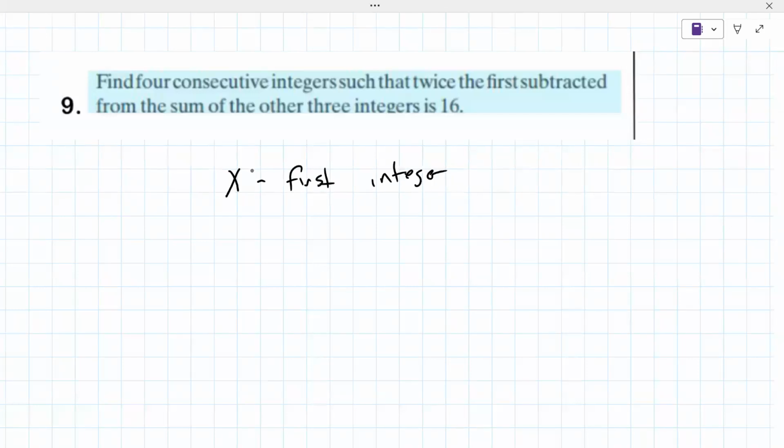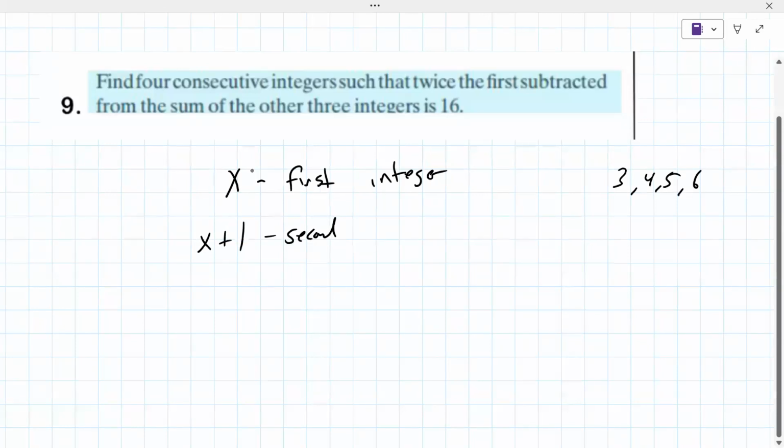All right. So let's just say x is 3. We know that it would be 3, 4, 5, and 6, right? To get the next one though, it's x plus 1. That's the second. X plus 2 is the third, and x plus 3 is the fourth. So rather than using different letters, you want to increment the first variable. All right. Is that okay?